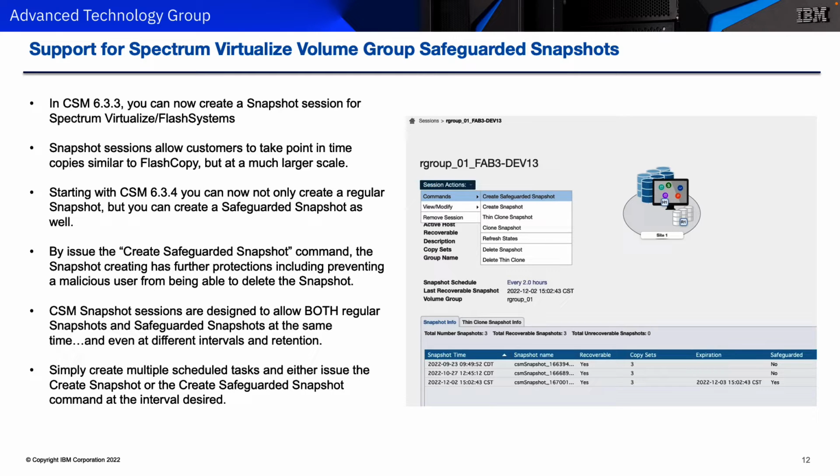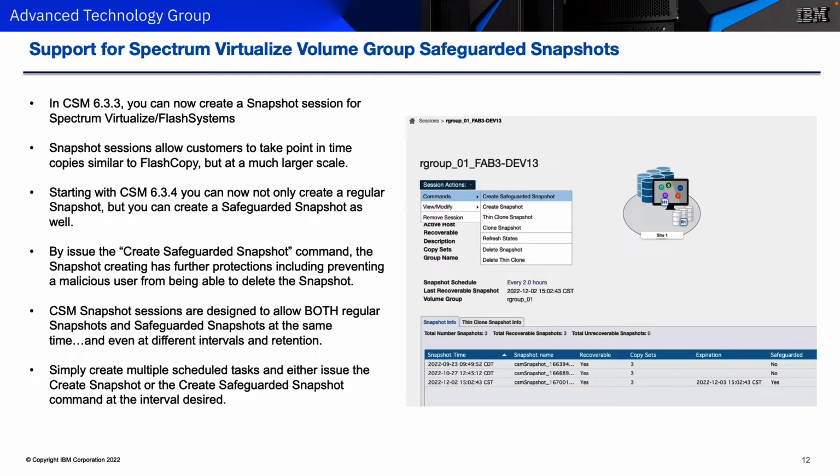And so Spectrum Virtualize added safeguarded snapshot support to their storage system, and our 6.3.4 and 6.3.5 releases support that now as well. So what's the difference? It's the same snapshot session we had before. You create a CSM snapshot session. We are going to prompt you for the volume group on a controller, and then we import and keep in sync all the volumes in that volume group.